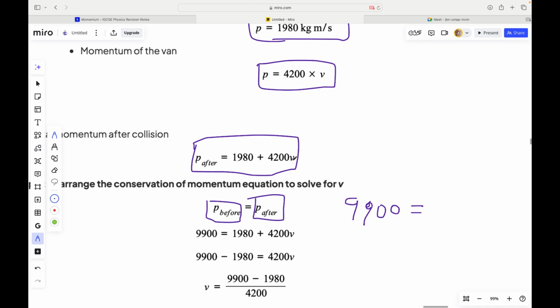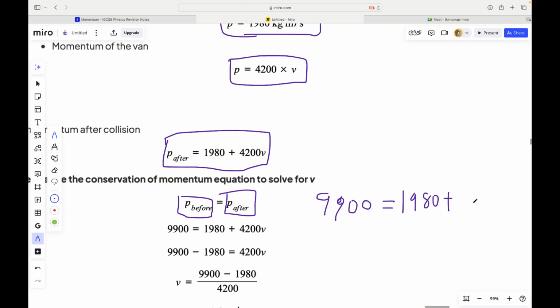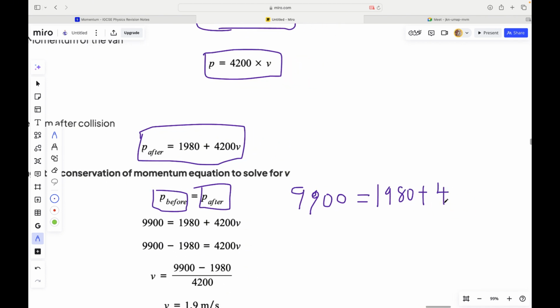They just gave us the V, they didn't tell us the value, so you just say times V. The mass 990 times 2 is for the car after collision, so you must bring both of them. So 9,900 equals 1,980 plus 4,200 V. We carry the 1,980 to this side, so we subtract it from 9,900. If you bring it here, you subtract it. I'm just going to draw an arrow to show you that we bring this one here and subtract it.